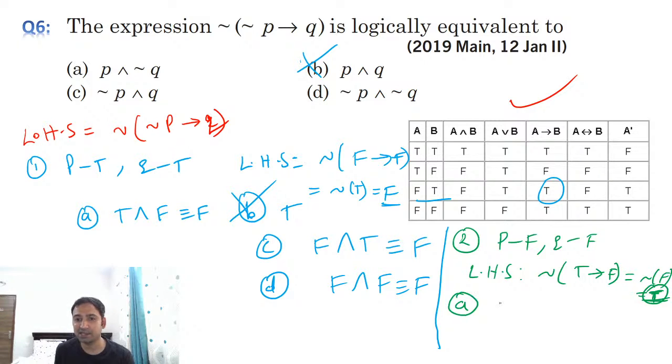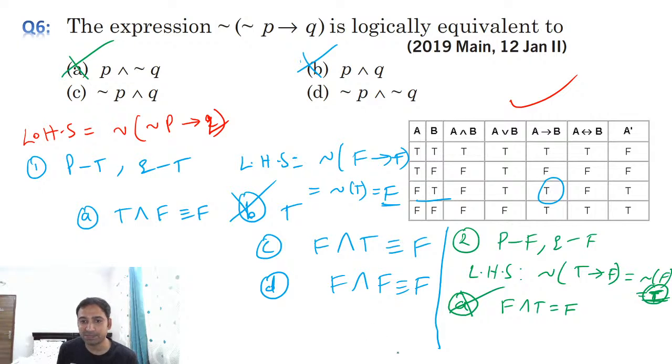So let's take option A. Option A is becoming false and true. Anyway, it is becoming false. So on the left hand side we got true, but for the first option we're getting false. Can I eliminate the first option, guys? Yes, the first option got eliminated. Got it? So we eliminated two options.